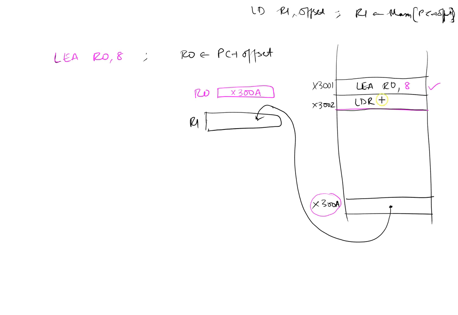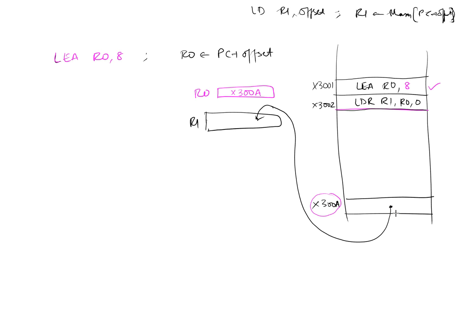So I'm going to say, now put into R1, take R0 as the base, because LDR requires it: PC is implicit with these other instructions, right? But this one doesn't have an implicit register. You have to explicitly specify what the register is. So you say register R0, and now you can just give an offset of 0, because it already has 3000A. You just have to add a 0 to it and you get that number.